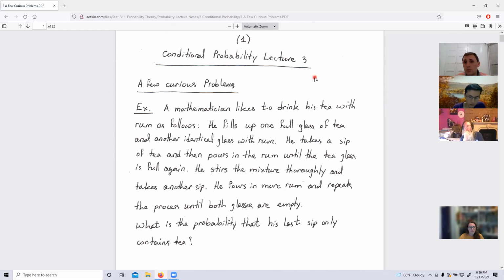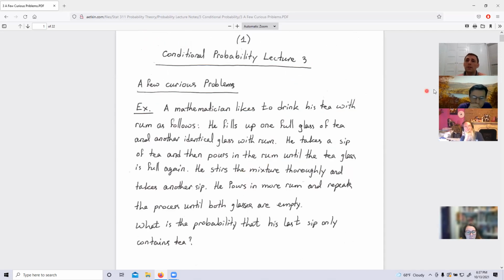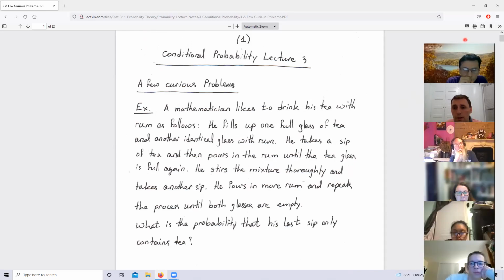So a mathematician likes to drink his tea with rum, and he does it as follows. He has 2 beakers, one beaker contains rum and the other beaker contains tea. For our purposes, we'll just say it's a glass of water. He takes some tea, and then into the gap that results from removing some molecules of tea, he pours in the rum until the beaker is full again, and then he stirs everything, right? And the question is, what's the probability that his very last sip will be that of tea? In other words, the very last molecule that he drinks is tea.